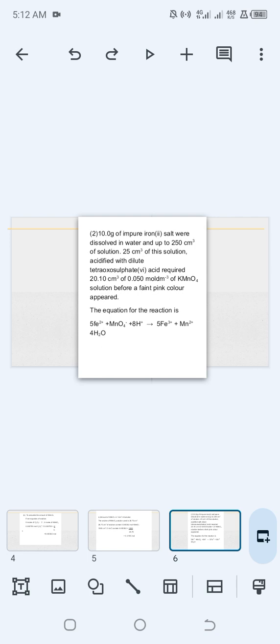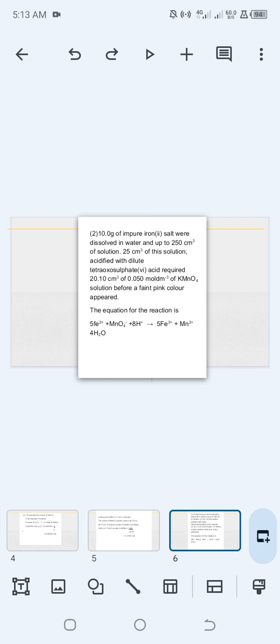I have another question. We have different questions that involve oxidation and reduction. That is redox titration. Let's go to the second question. This second question says 10.0 grams of impure iron(II) salt. In this question, you might be given the pure one. But here, it will tell you to calculate the mass of the pure iron(II). But let's go on, wait and listen to the question.